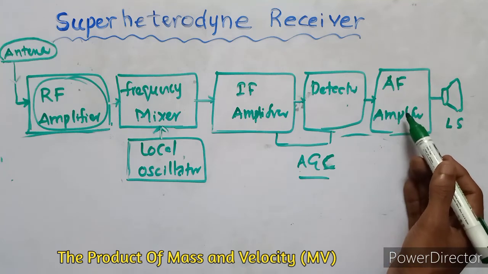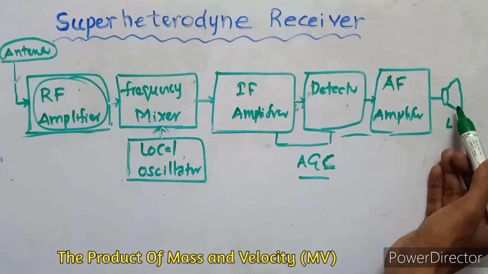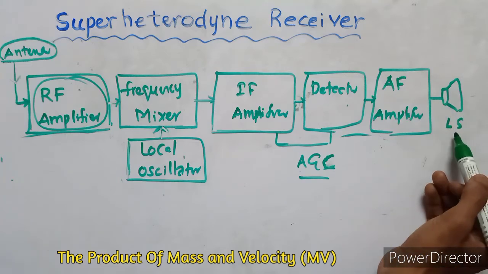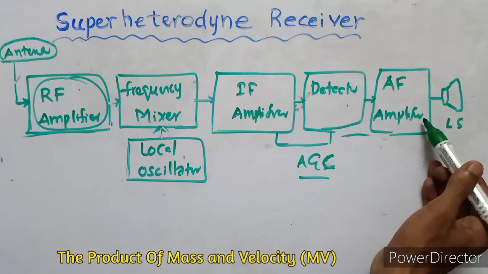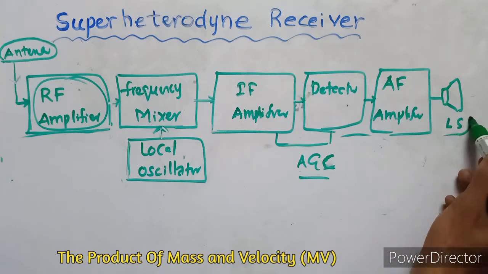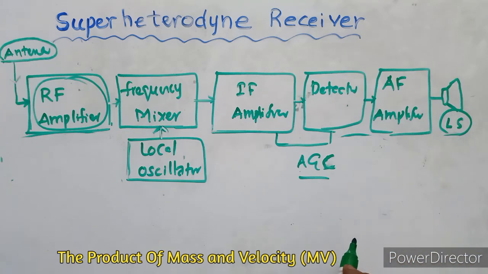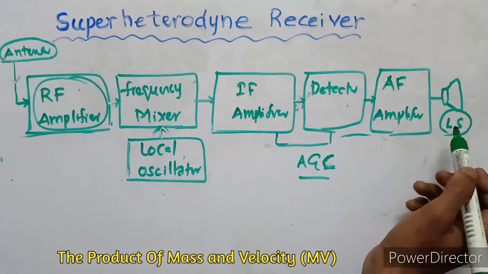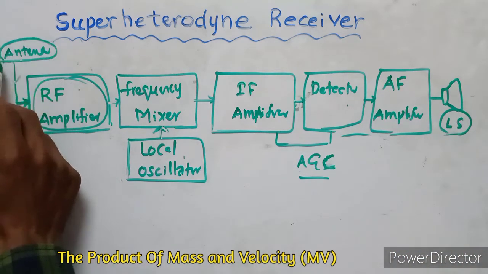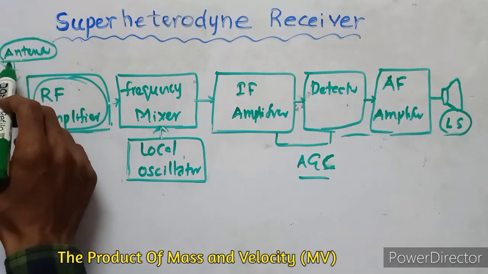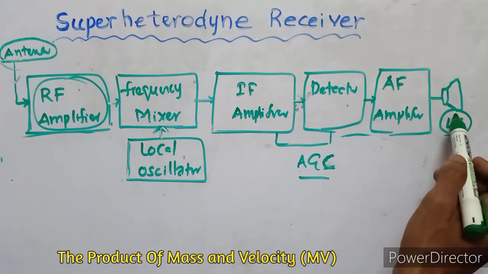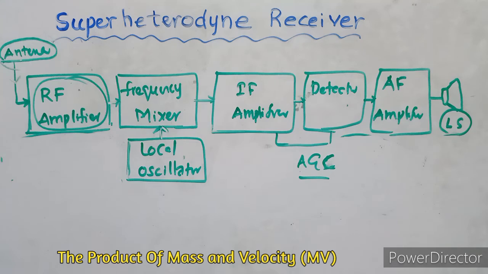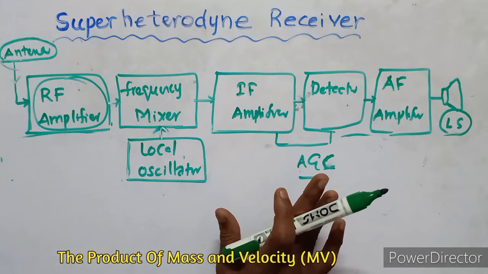The pure sound comes out through the loudspeaker. With impedance matching through a transformer, the amplified audio output voltage is fed to the loudspeaker. The electromagnetic waves are converted into electrical waves and then into sound waves by this process. This is the superheterodyne receiver.